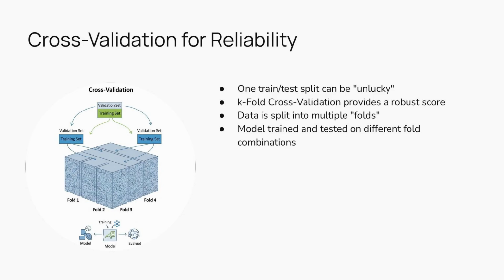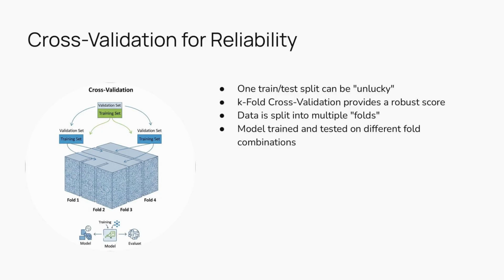Finally, what if you have a small data set? A simple train test split might be unlucky. Maybe all the hard examples ended up in your test set by chance. A more robust technique is k-fold cross-validation. Here you split your data into, say, 5 folds or chunks, then you train your model 5 times. Each time you use a different fold as the test set and the other 4 as the training set. You then average the scores from all 5 runs. This gives you a much more reliable estimate of your model's true performance.